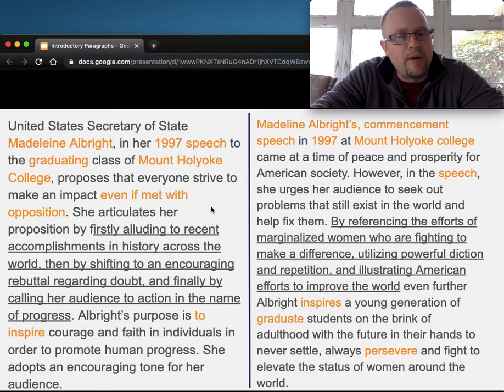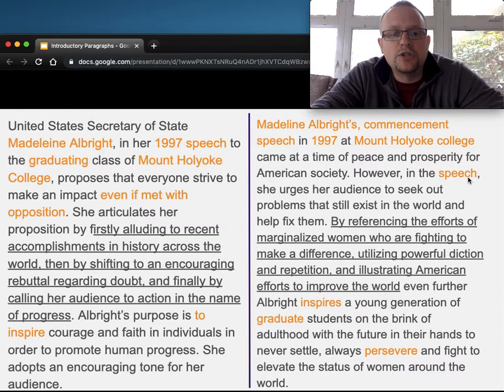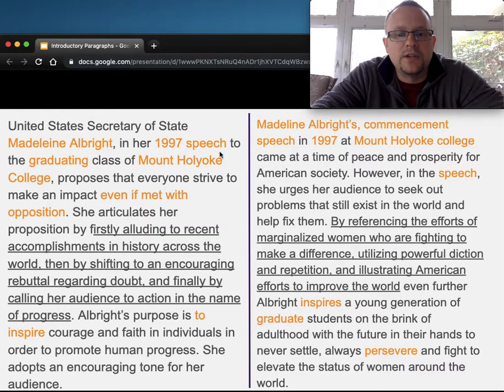But up above, before, Madeleine Albright, 1997 speech, graduating class, Mount Holyoke College, even if met with opposition. And we take a look at over here, Madeleine Albright's commencement speech, 1997, Mount Holyoke College. In her speech that's being presented, which we have over here as well, she inspires, talking to graduate students, to persevere, even if kind of met with opposition. There's going to be a link that's happening there.